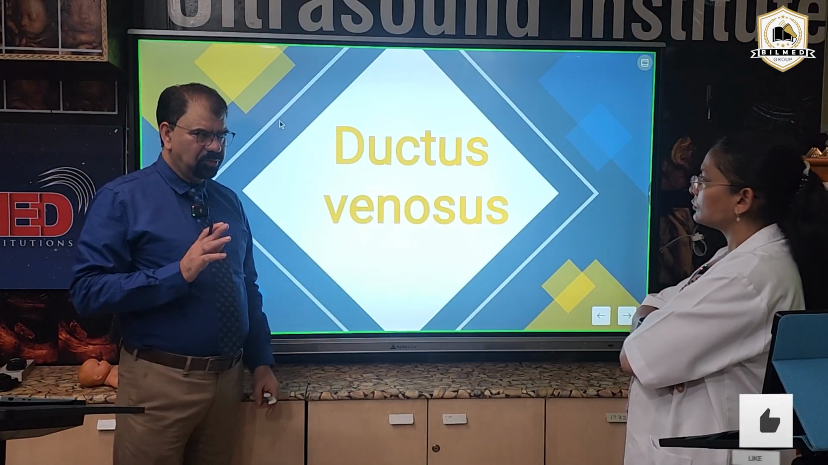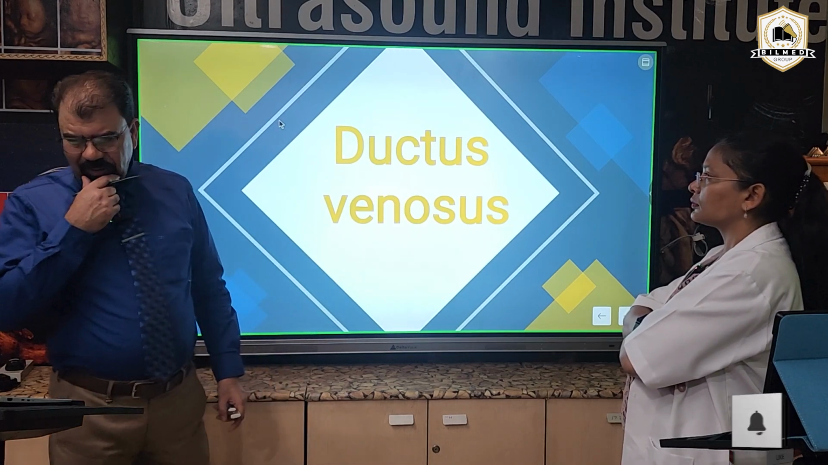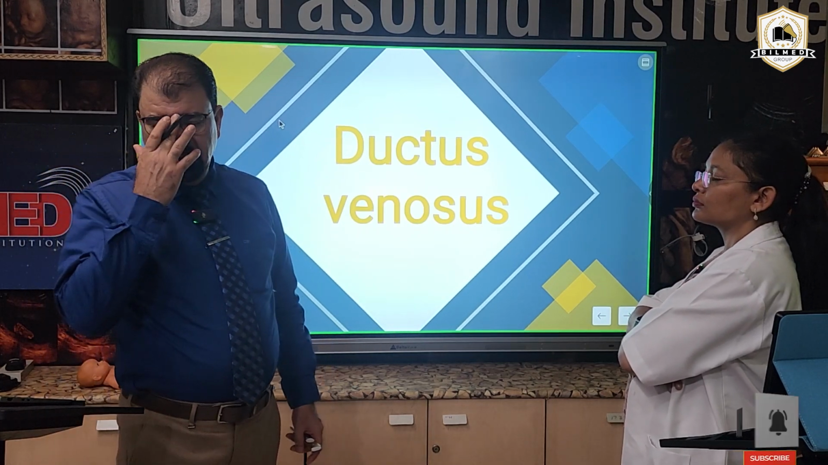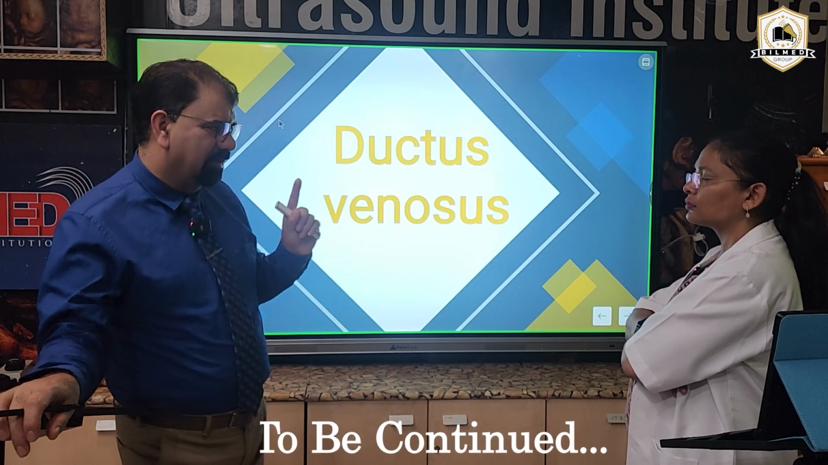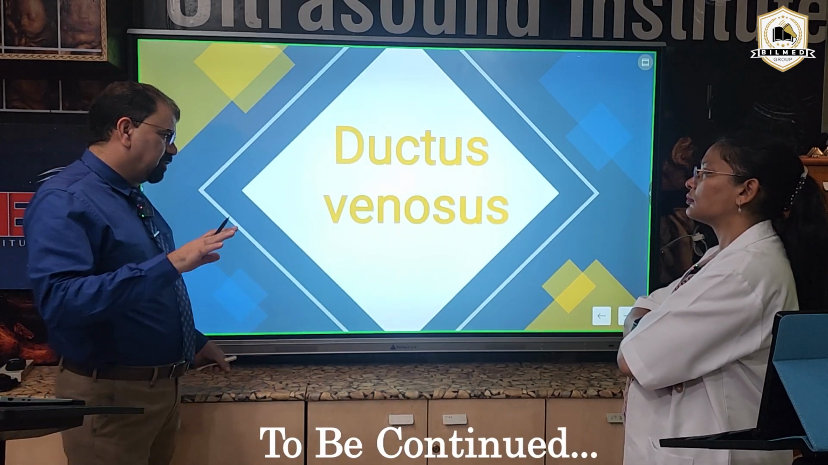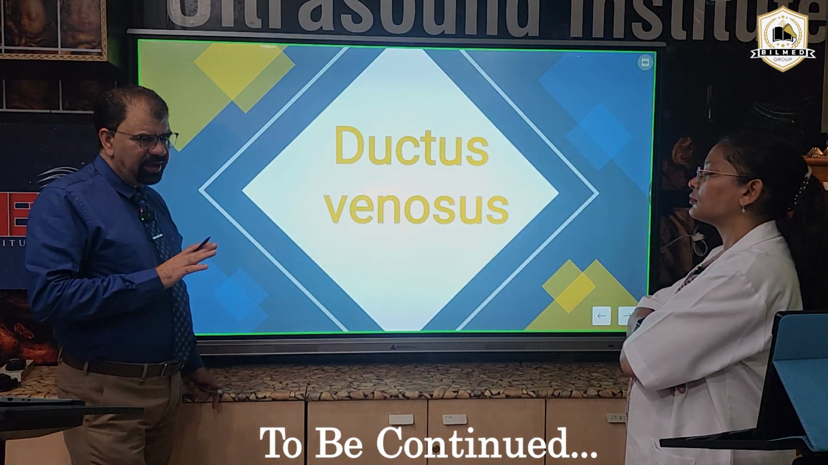Third is the ductus venosus. Now, try to understand this ductus venosus. The ductus venosus is a very, very small vessel which is not seen on grayscale ultrasound.